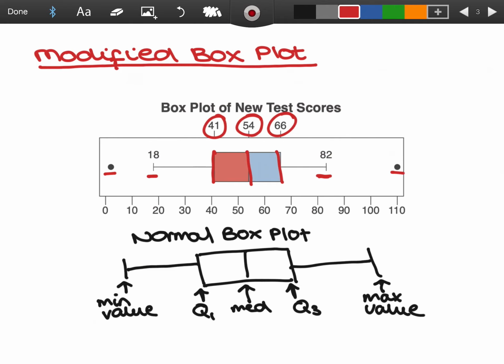I'm actually going to do an example later on to show you how to do this on a calculator, because you are able to draw box plots and modified box plots on a calculator. So then you can see if there are outliers in your data without going through a ton of calculations.